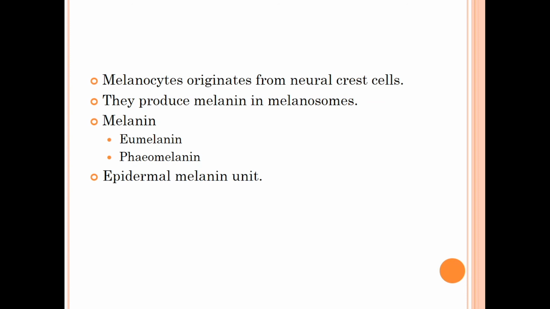Melanocytes belong to the dendritic cells, which originate from the neural crest cells, later developing into melanoblasts. They produce melanin in specialized packages called melanosomes. Melanin is of two types, eumelanin and pheomelanin, out of which eumelanin is the pigment responsible for the brown-black pigmentation.